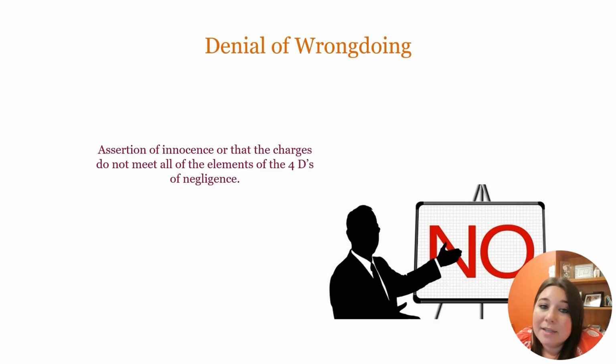It is the assertion of innocence or that the charges do not meet all of the elements of the 4 Ds of negligence. So the 4 Ds of negligence: 1, duty of care; 2, deviation of duty, so that you kind of went outside of your scope of your normal practices. 3, damages. It caused some kind of damage to the patient. They suffered some kind of consequence from it. And then 4, direct causation, so that they can link that damage directly to you as a provider.